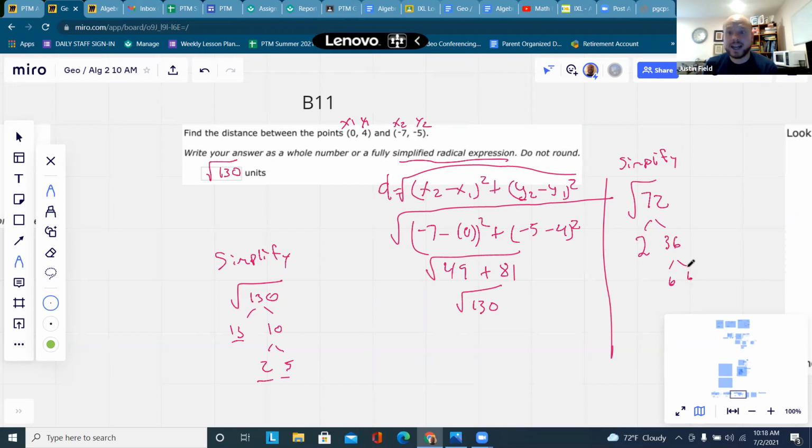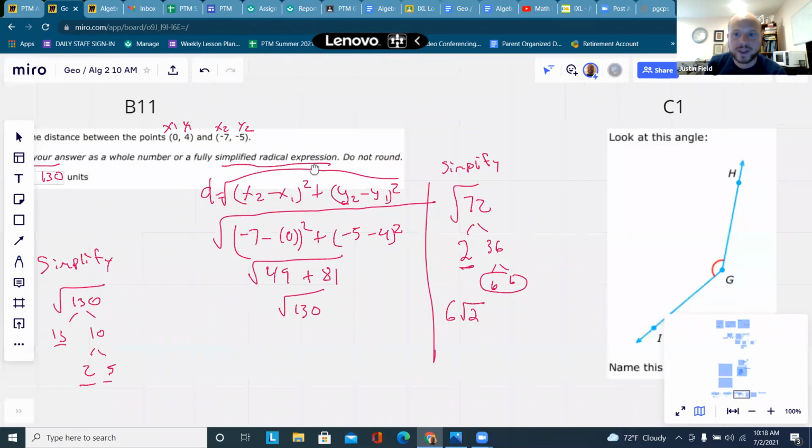If you get any pairs, circle the pair and put one of those numbers on the outside. Anything that did not get circled, like this 2 here, goes on the inside. We can talk more about that in class, but that's just a brief introduction into simplifying.